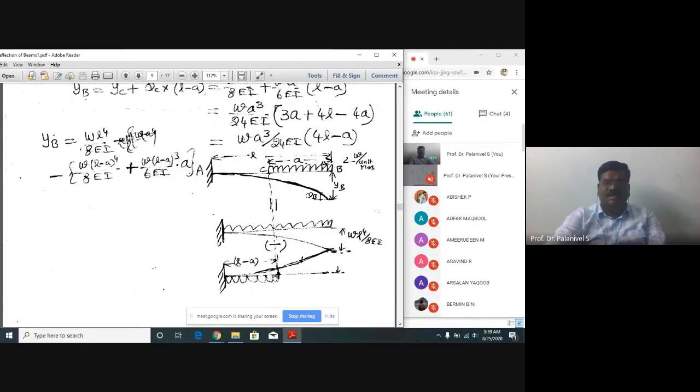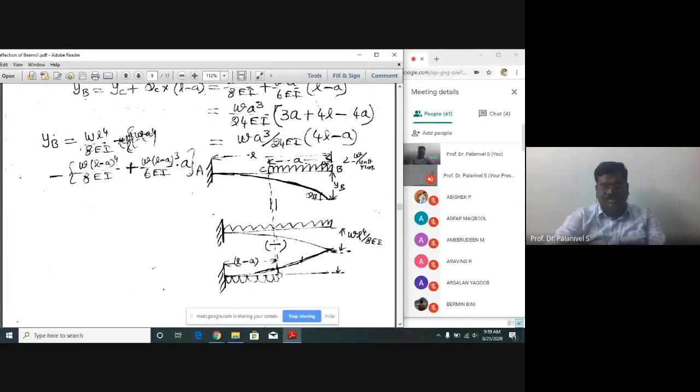How? If you subtract from this UDL, you see the UDL gets cancelled. Only this UDL will be there. Now, what is the deflection at the free end in this beam? WL power 4 by 8EI, that's what I have written. So YB is equal to WL power 4 by 8EI minus, coming to this beam, W into (L minus a) whole power 4 divided by 8EI plus this deflection here, plus this rotation here into this length.